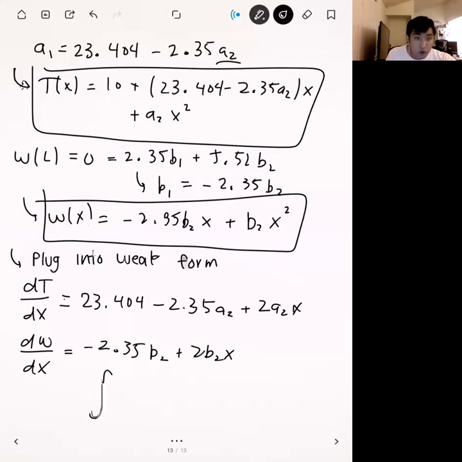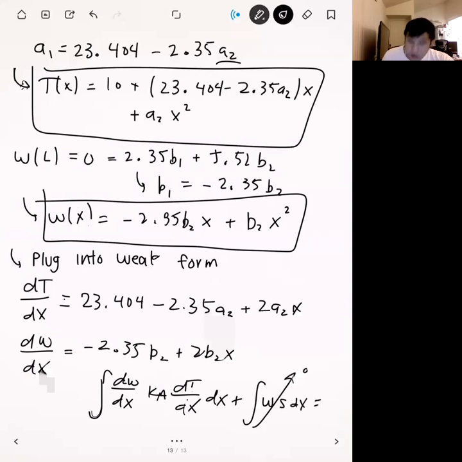Okay. And so our weak form is just going to be simply integral of dw/dx times k times a times dT/dx dx, plus our source term, which is going to be 0, and this is going to be equal to, or sorry, this one's an equal sign, and this one's a plus. Okay. And over here, what we had is our Neumann boundary term, right? Which again is going to be equal to 0, just because we don't have any Neumann boundary condition.